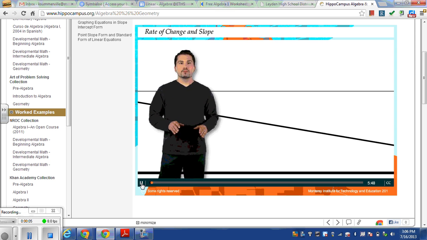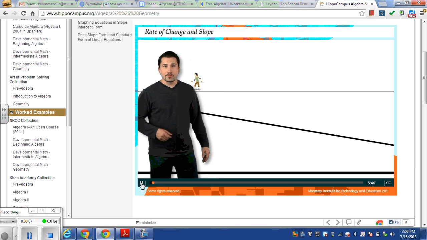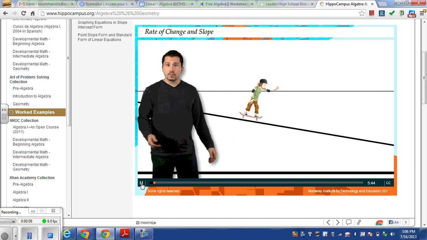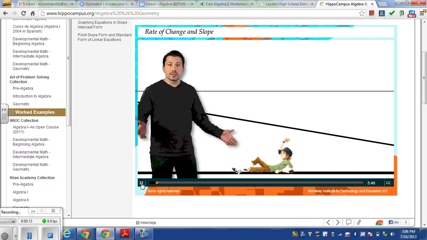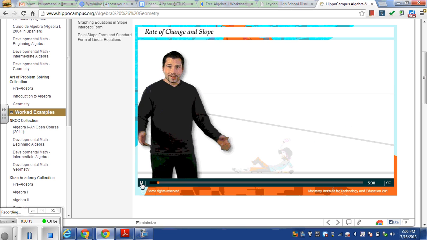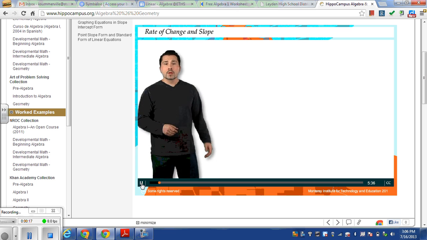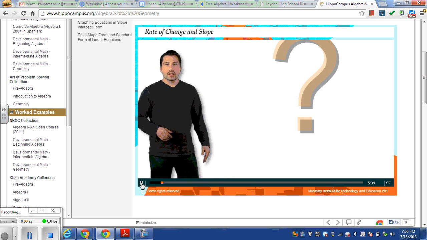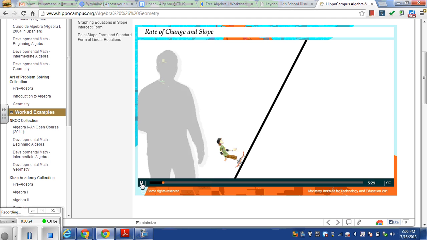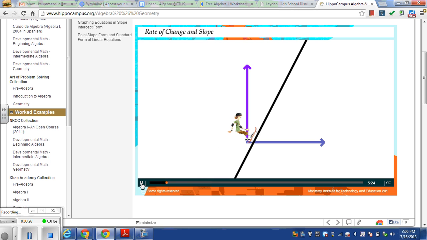There are slopes all around us, every day. Nick here deals with slopes in roads, hills, rails, and other places. When we calculate slopes, we answer the question, how steep is it? Let's check in with Nick, who's heading up a hill nearby, and horizontally across.